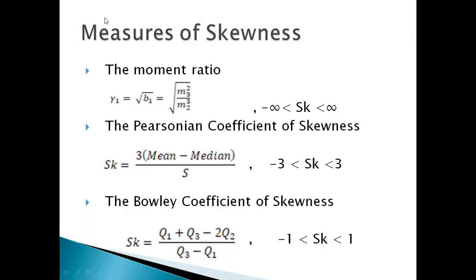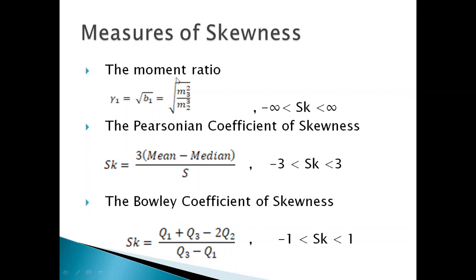Now, how can we measure skewness? Here we have the measures of skewness. Three measures of skewness are there in your course. The first one is the moment ratio, the second one is Pearson's coefficient of skewness, and the third one is Bowley's coefficient of skewness.